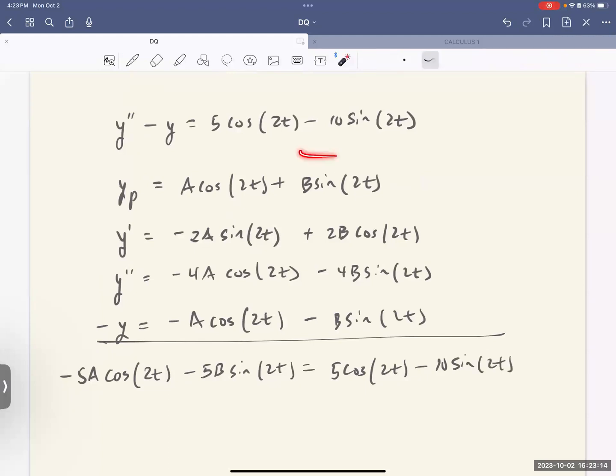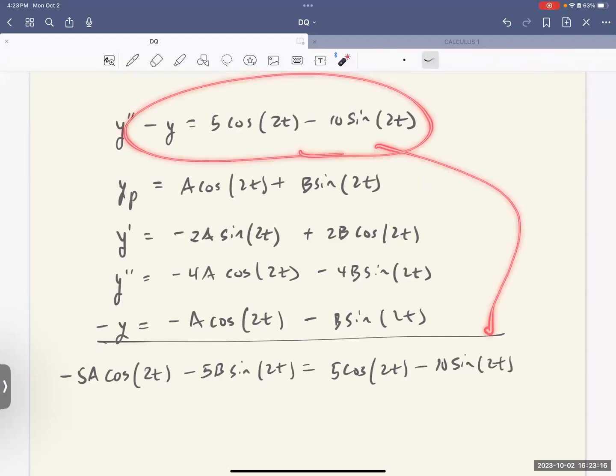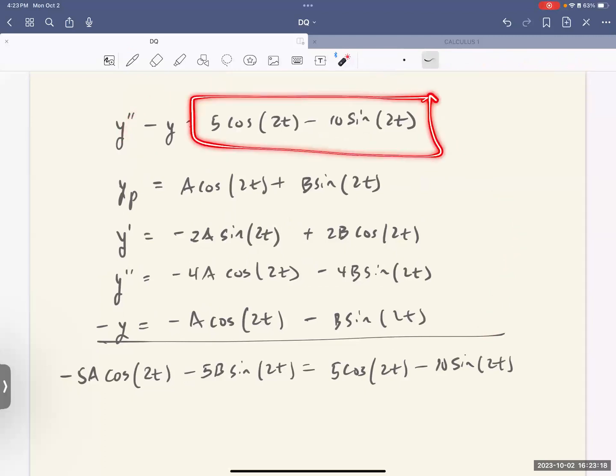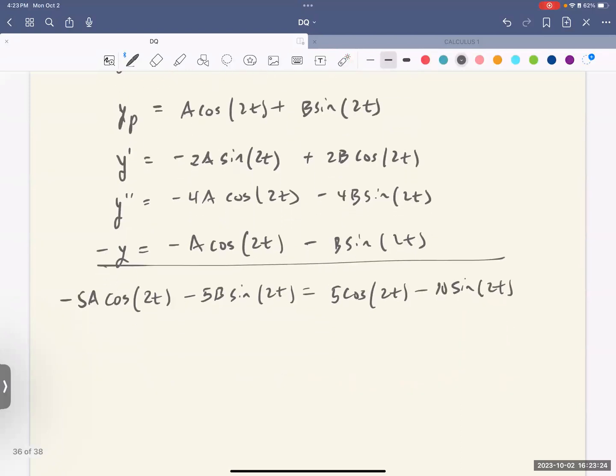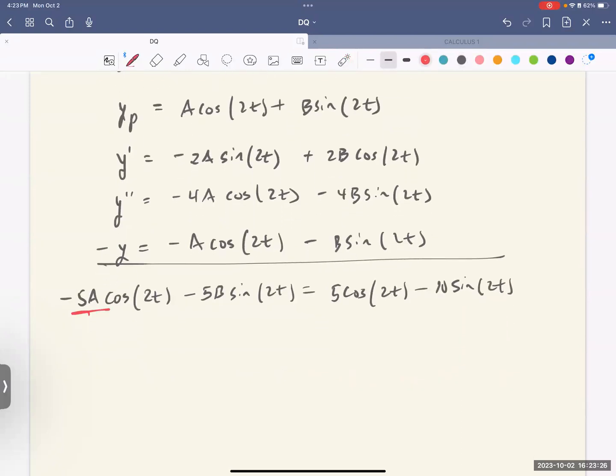This is the right-hand side from up there, right? Okay, and then compare up your coefficients. Negative 5a is equal to 5. That tells us a is negative 1. Negative 5b is negative 10. So b is 2.